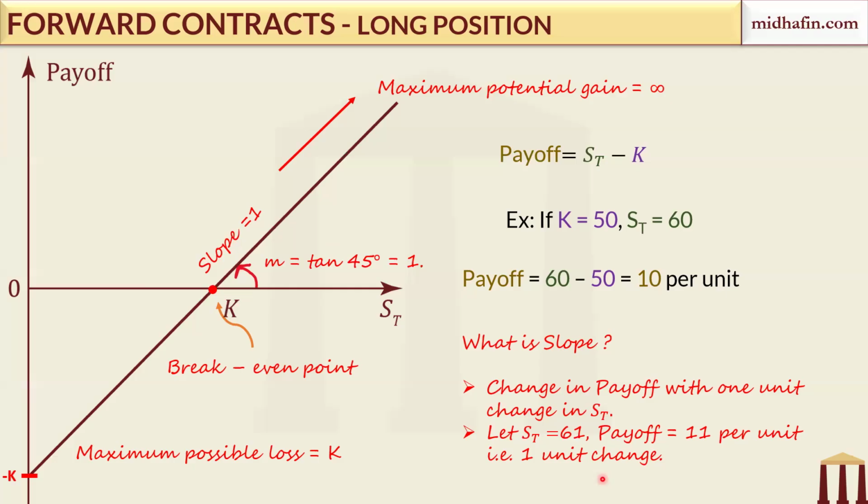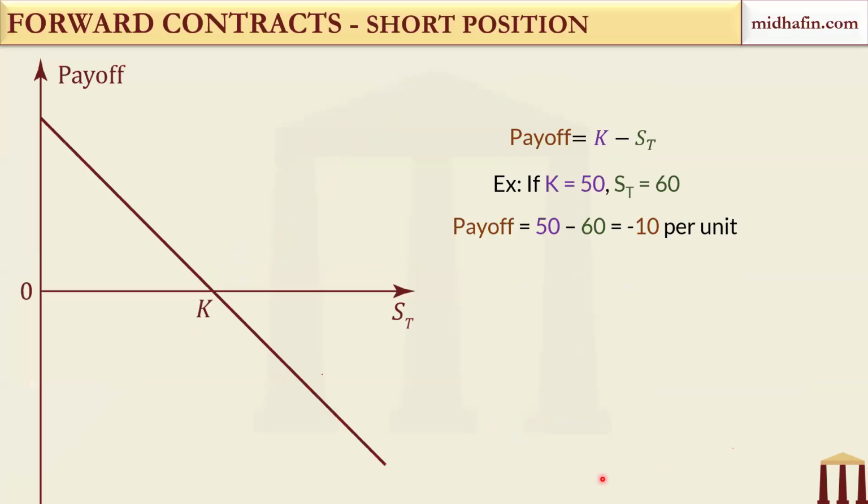Let's go to the short position. So this was the short position. So the break even point is of course the same. Now, the maximum potential gain. Can you tell me what is the maximum potential gain in this case?